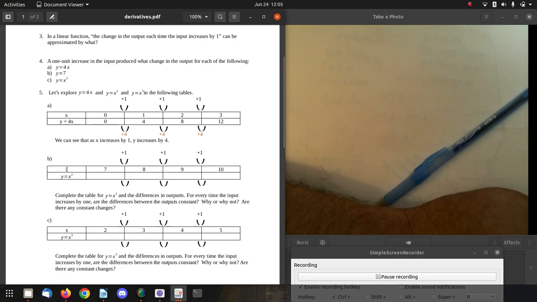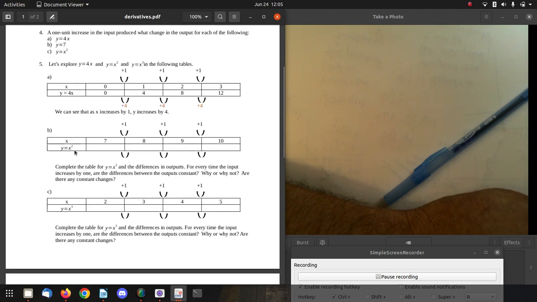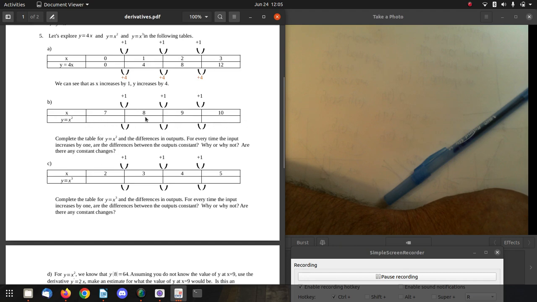So here we have the original, here we have x, and then we have 4x. So when we have an x value of 2, 4 times 2 is 8, an x value of 3, 4 times 3 is 12. So this is just a horizontal t-chart, and it's showing you that on linear functions, the increase is always constant. It's 4, it's 4, it's 4, and so on. Okay, here for B, it's telling you what is the pattern that you see. For every time the input increases by 1, are the differences between the outputs constant? Why or why not? Are there any constant changes?